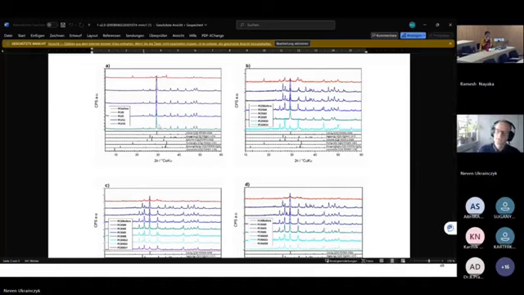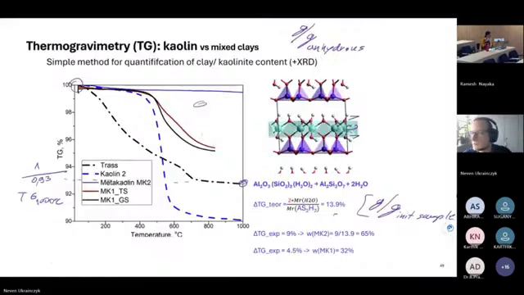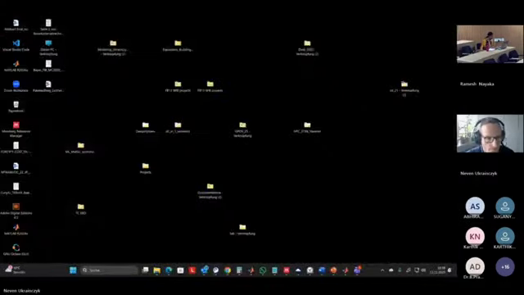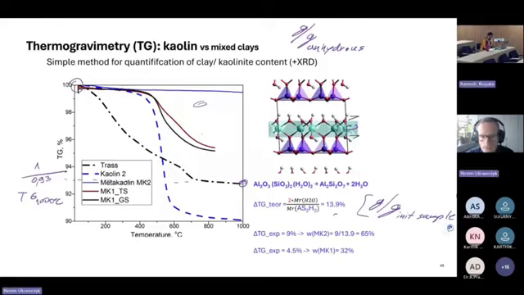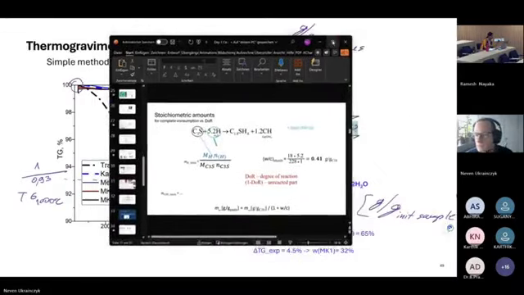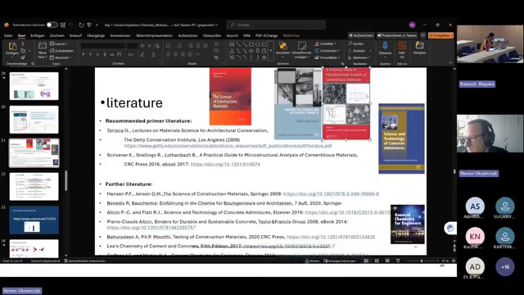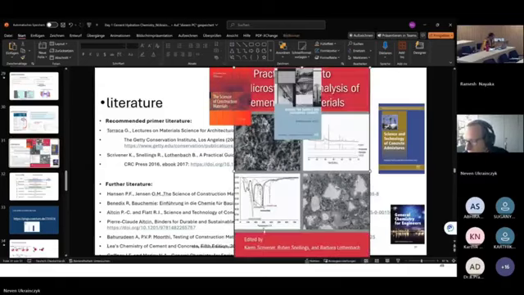Okay, sir. Let me check this book. It was in the first slides I showed. I think it's even available in that link. It's here. This is the book I'm talking about: Scrivener, Snellings, and Lothenbach.